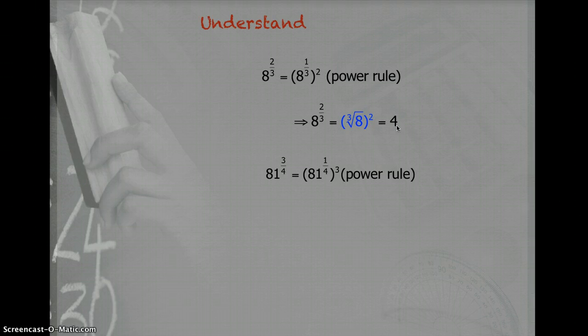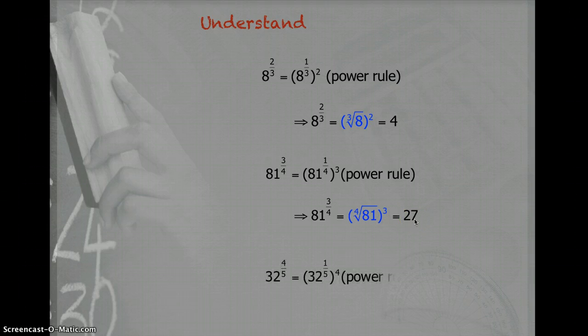Another example, 81 raised to 3/4. We're going to separate and make the index power a numerator of 1, which is 1/4, and then we put 3 outside. Knowing what you know from the previous slides, you can rewrite 81 to 1/4 as the fourth root of 81 and put your exponent or index outside. Fourth root of 81 is 3. 3 raised to the third power is 27.